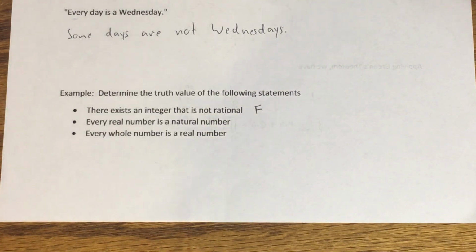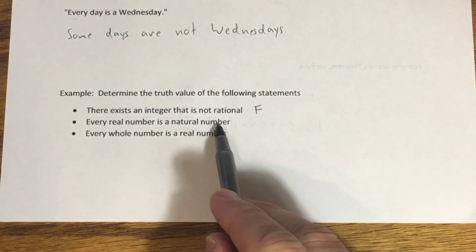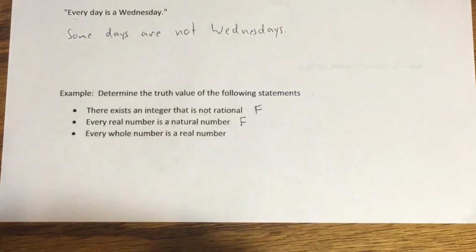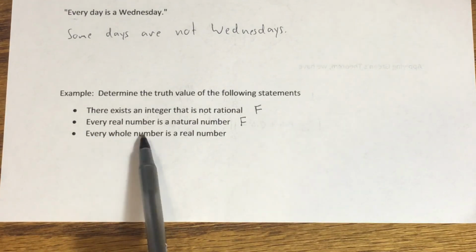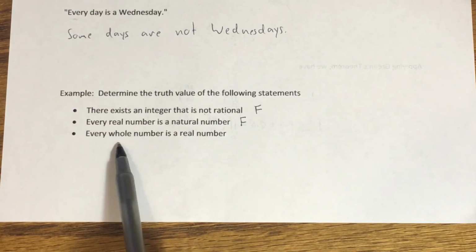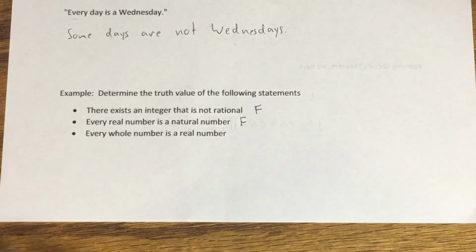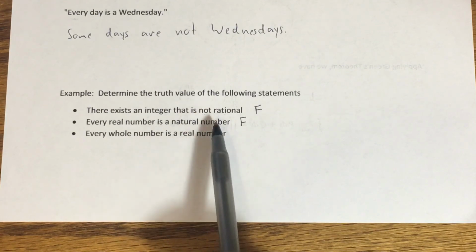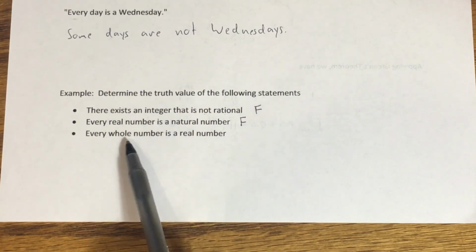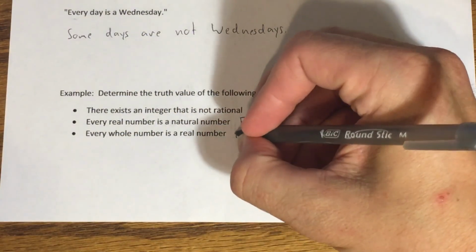Now, is that true? Well, yes, because, for example, the number 1.5. 1.5 is a real number, but it is not a natural number. So that means the negation would be true. I found a real number that is not a natural number. And if the negation is true, then the original statement has to be false. So that's also false. Finally, every whole number is a real number. We know this is true because the real numbers include all of the rational numbers and all of the irrational numbers. And rational numbers include integers, and integers include whole numbers. So every whole number has to be real as well.